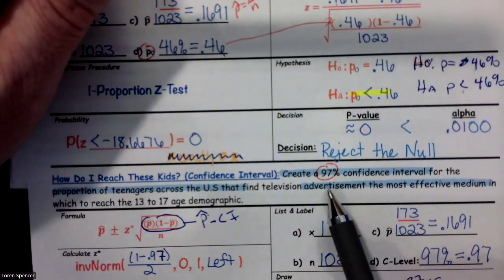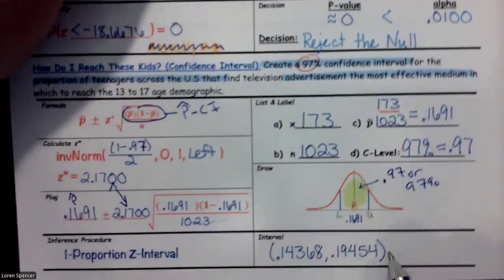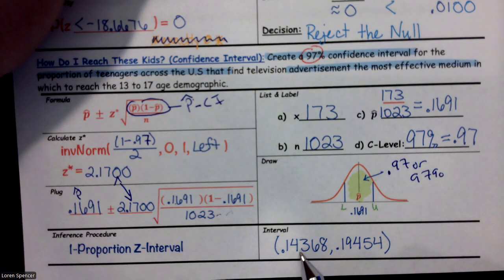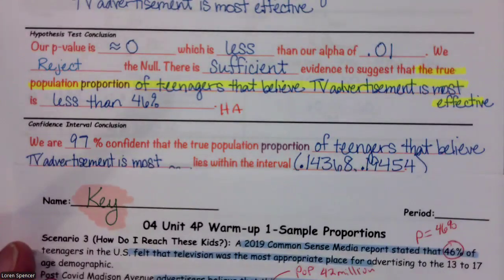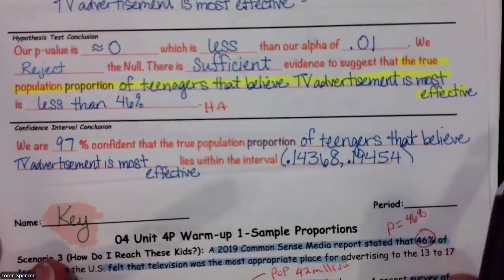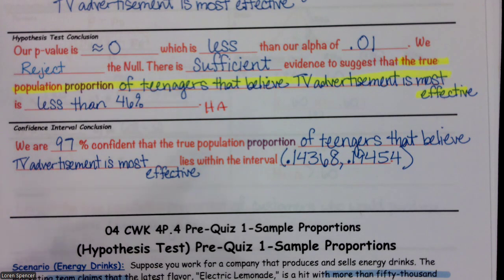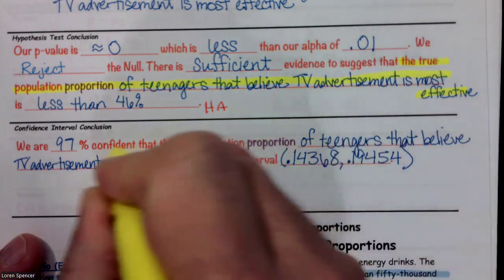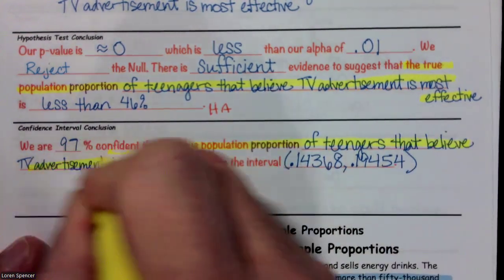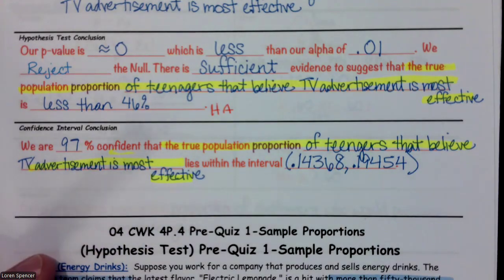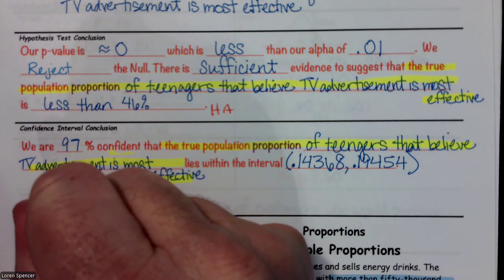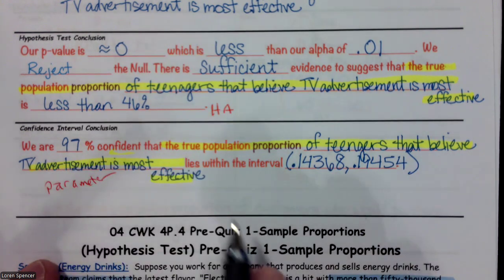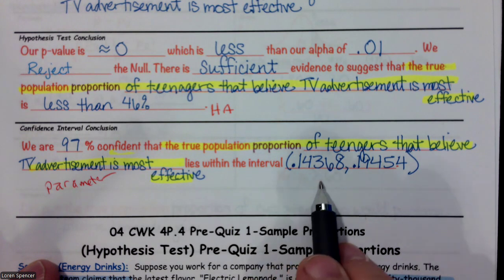The next part was create a 97% confidence interval for the actual proportion. When we did that, this is the proportion we came up with, somewhere between 14.3 and 19.4%. So we are 97% confident that the true population proportion of teenagers that believe TV advertisement is most effective, guess what? That right there is a restatement of our parameter. So important to get that parameter right. It lies within the interval, and this was the interval that we calculated.